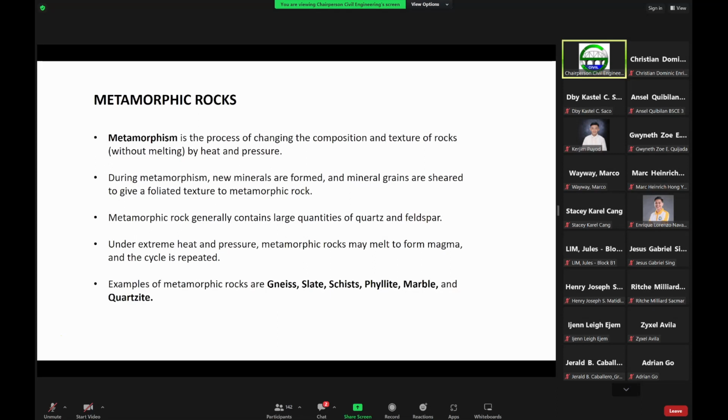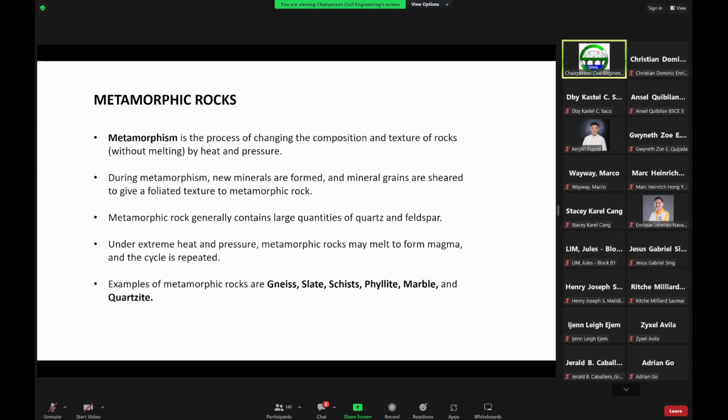Now, metamorphic rock generally contains large quantities of quartz and feldspar. Under extreme heat and pressure, metamorphic rocks may melt to form magma, and then the cycle is repeated back to igneous rocks and sedimentary rocks.